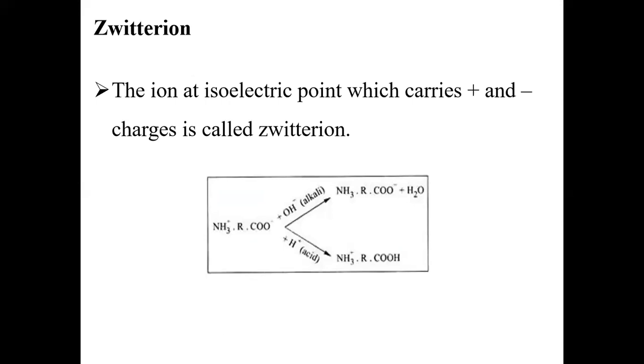Another characteristic of amino acids is the Zwitterion. The ion at the isoelectric point which carries both positive and negative charges is called a Zwitterion. In the case of an amino acid, the carboxyl group contains a negative charge, while the amino group contains a positive charge. So this is the Zwitterion.